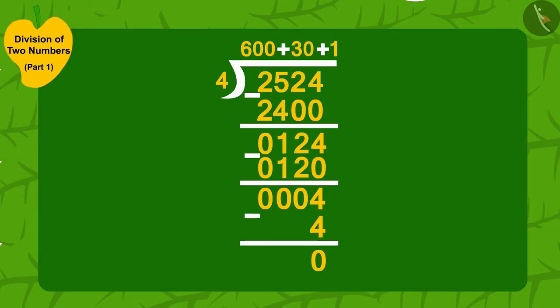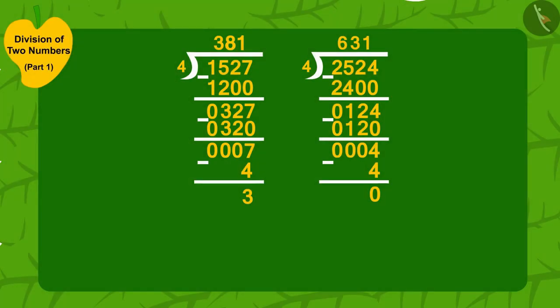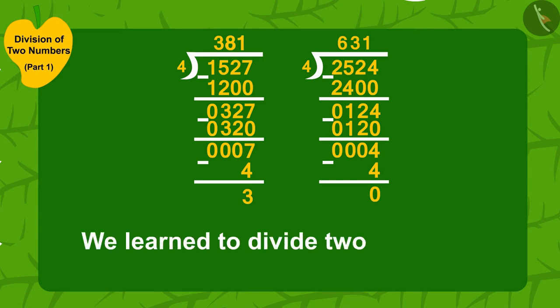We can find out by doing division in this way, so that Uncle can divide 2,524 mangoes into groups of 4 mangoes and divide it equally among 631 people. Children, in this video, we learned to divide 2 numbers. In the next video, we will see some more interesting examples based on this.